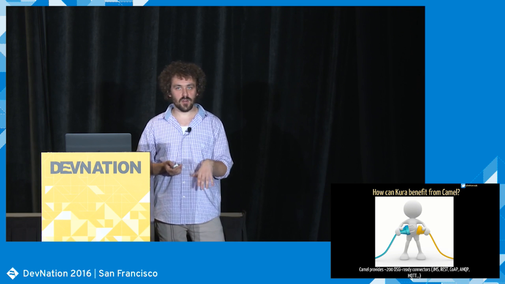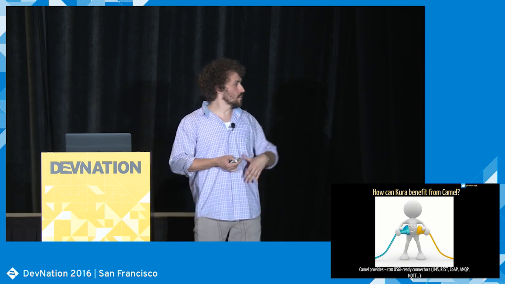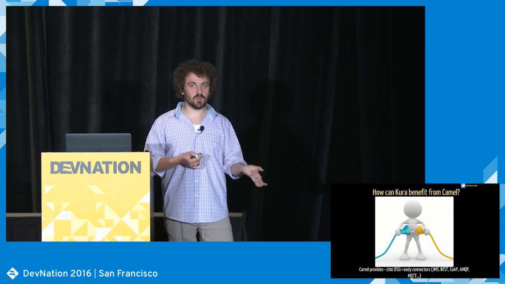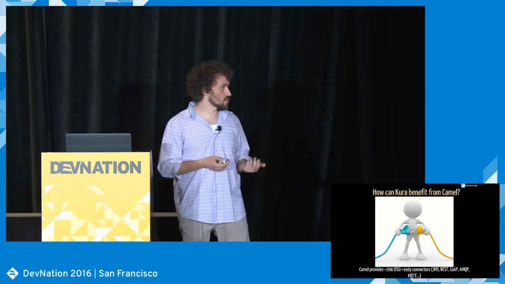And of course, you have all these connectors that are really useful in the context of the IoT. You can think, for example, of JMS messaging, AMQP, REST, CoAP, MQTT, and stuff like that. So if you would like to connect to some kind of protocol that is more or less IoT related, it's very, very likely that Camel will provide this component for you, so you don't have to create it from scratch.